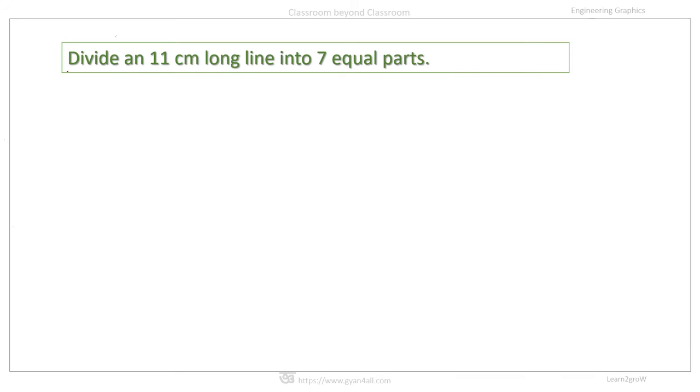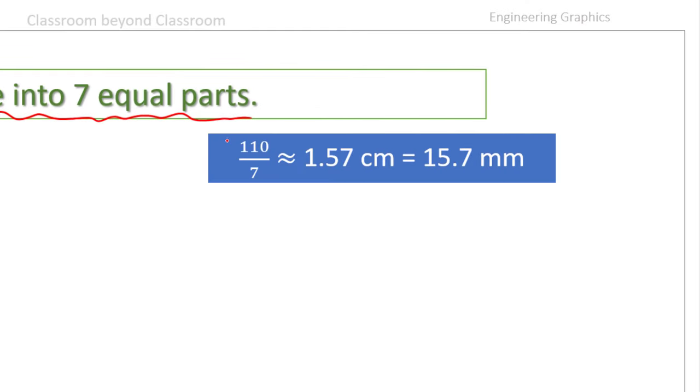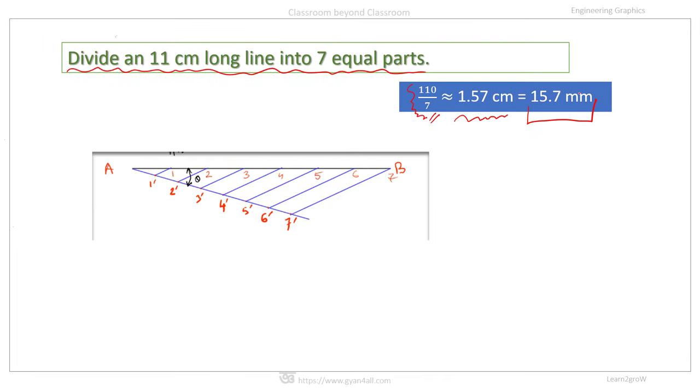So in this video, we'll divide an 11 centimeter long line into 7 equal parts. 11 centimeter means 110 millimeter. If we divide it by 7, that is approximately equal to 1.57 centimeter. By using a normal scale, we cannot mark this distance, so we have to adopt some other method which is extensively used in engineering drawing. For that, we learn the method of dividing a line into an equal number of parts.